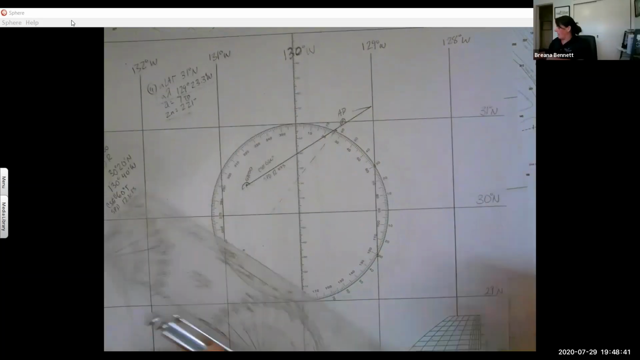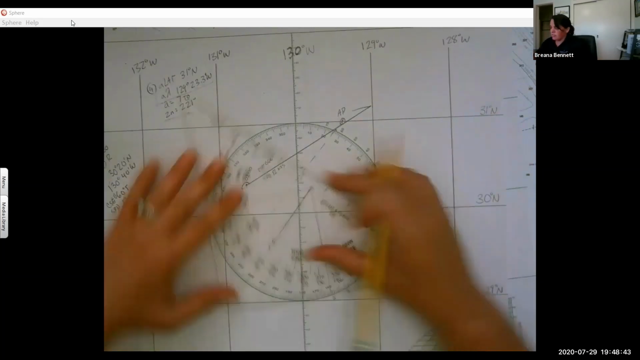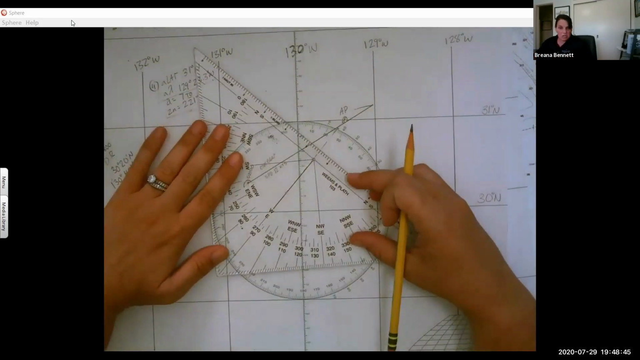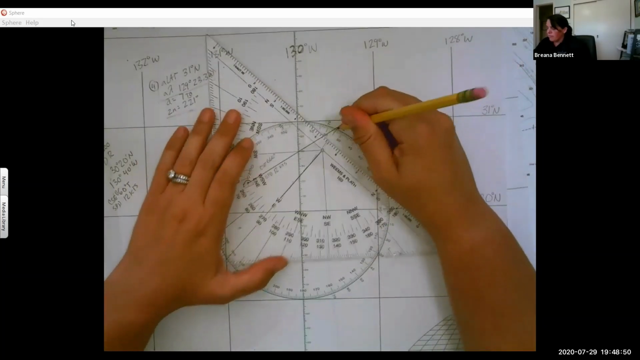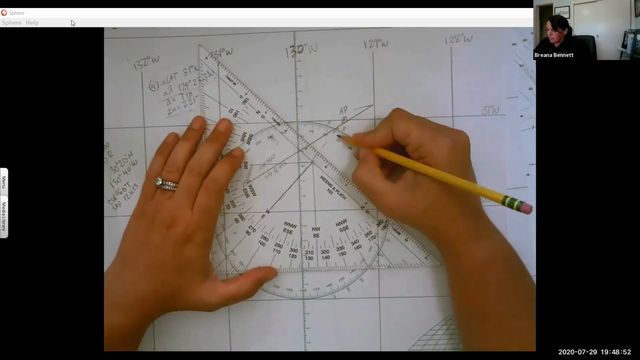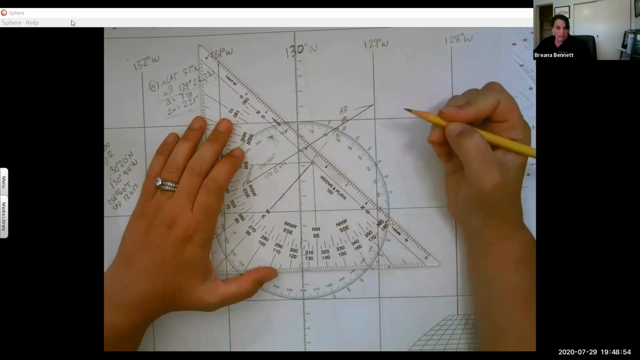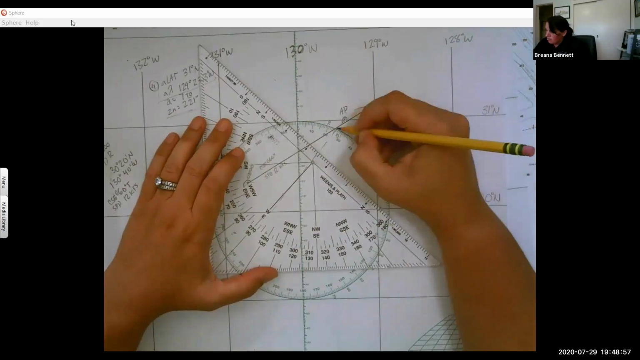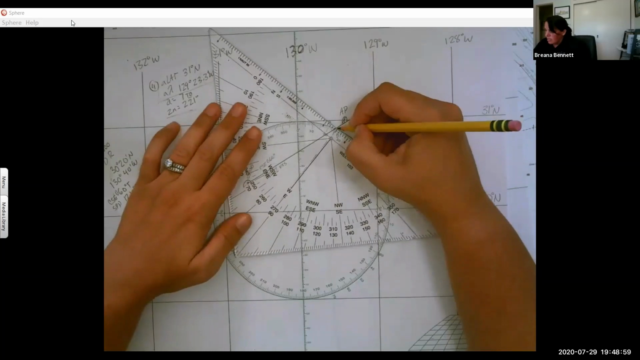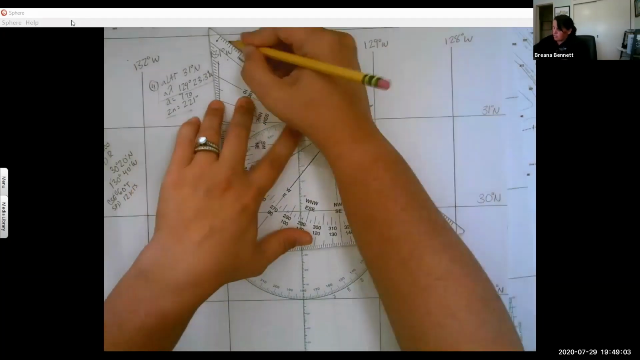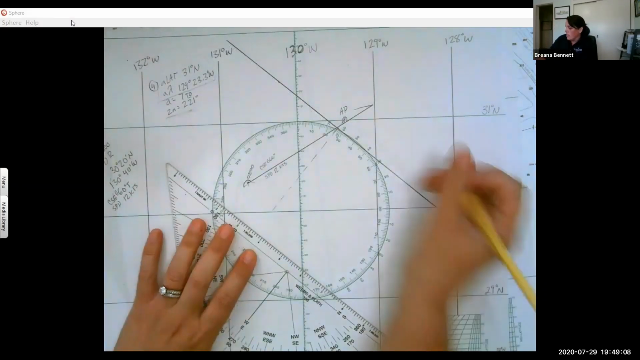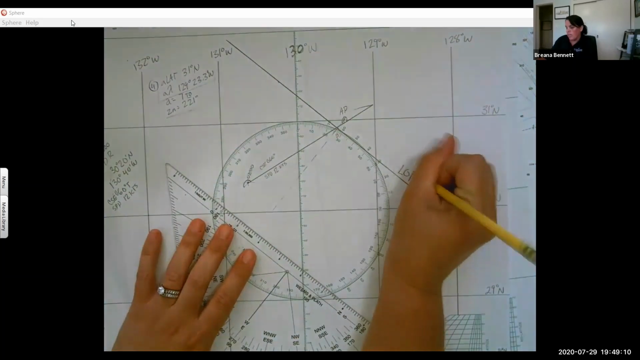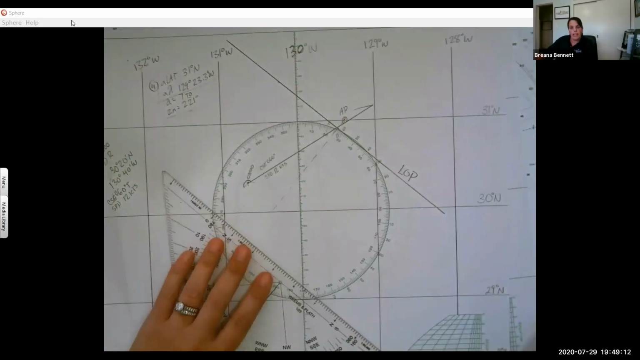And now this is where I like the triangle because it has a perpendicular thing already in it. But now I'm going to draw in from that intercept. That's going to be the intercept line there. Put my pencil in the intercept and draw a perpendicular line to the azimuth. So that is my LOP. I'm somewhere along that line.